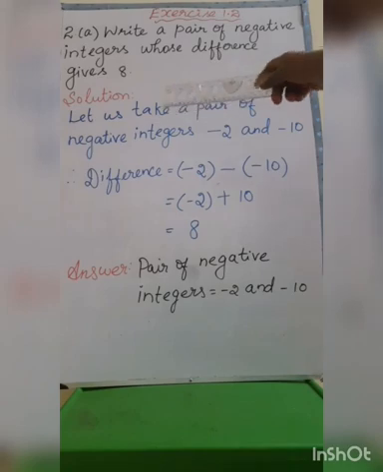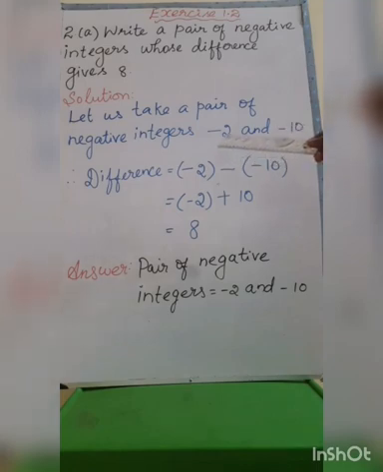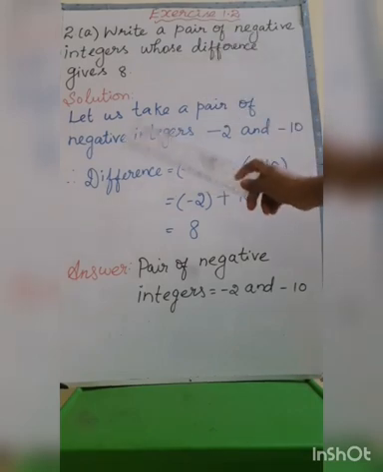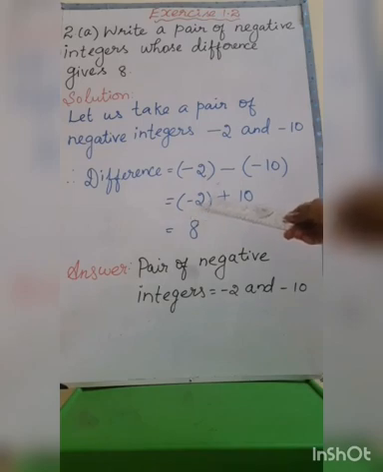Solution. Let us take a pair of negative integers. Here I use two negative integers, minus 2 and minus 10. The difference in this sum: difference means subtracted. Write the first number, minus 2. Minus into minus is plus, and the second number is 10. So 2 is a negative number and 10 is a positive number, one negative, one positive.